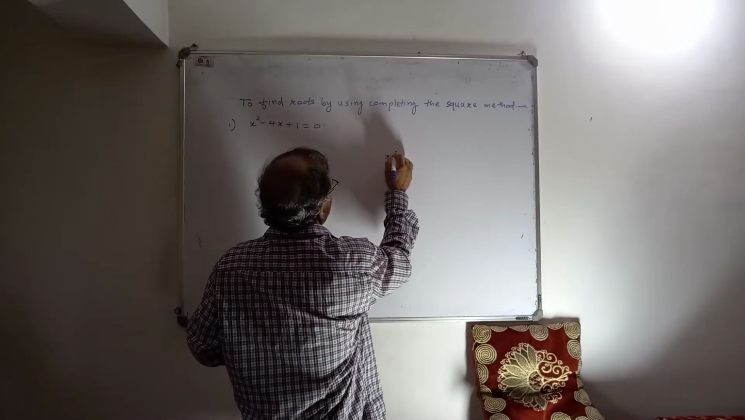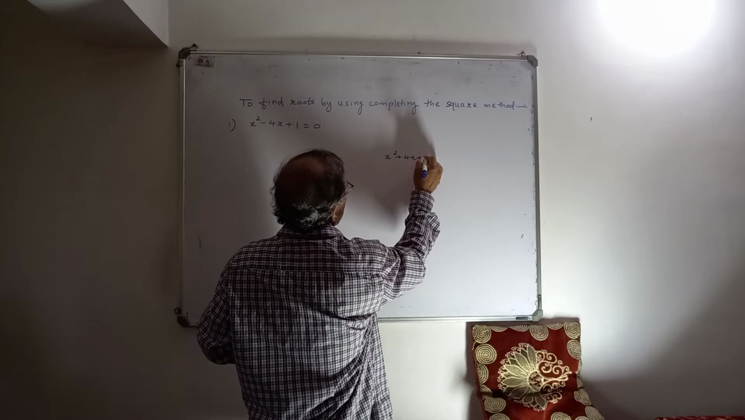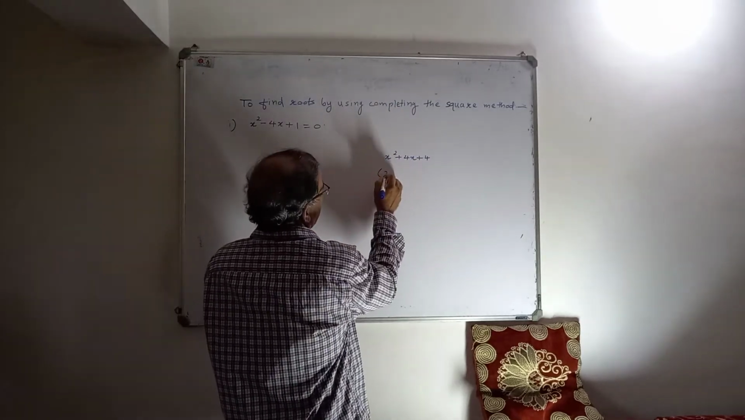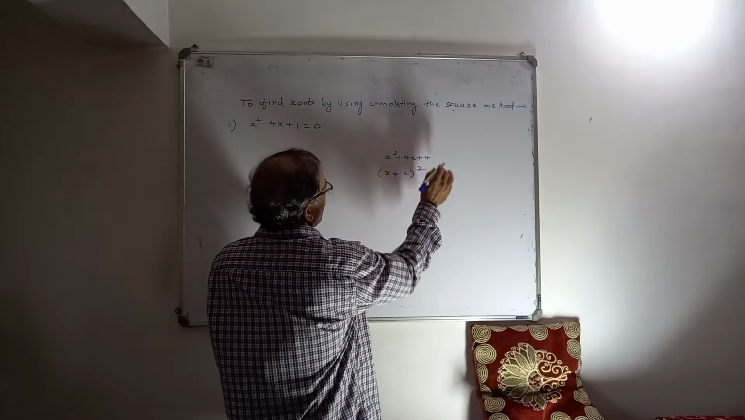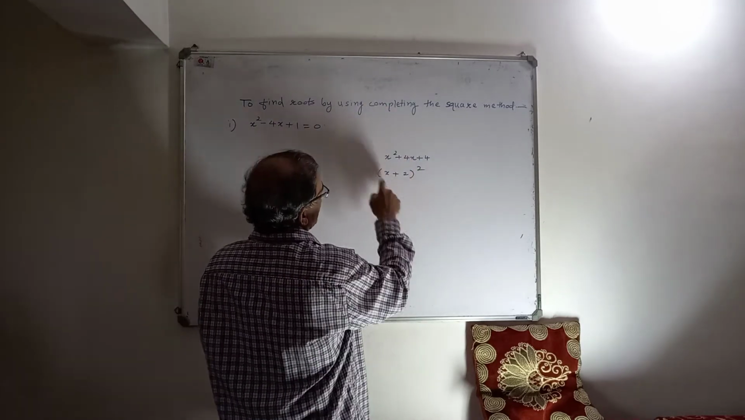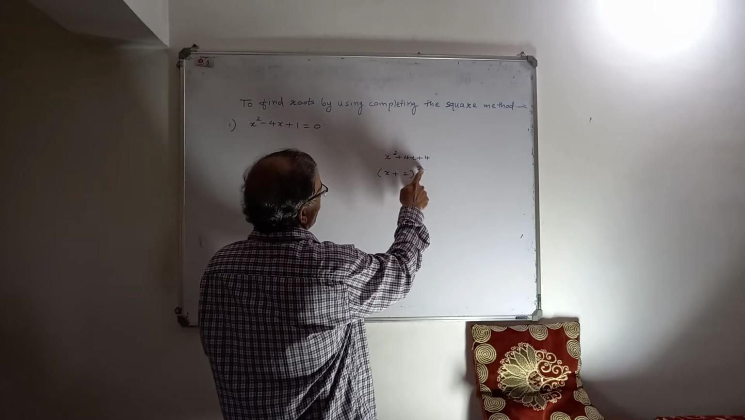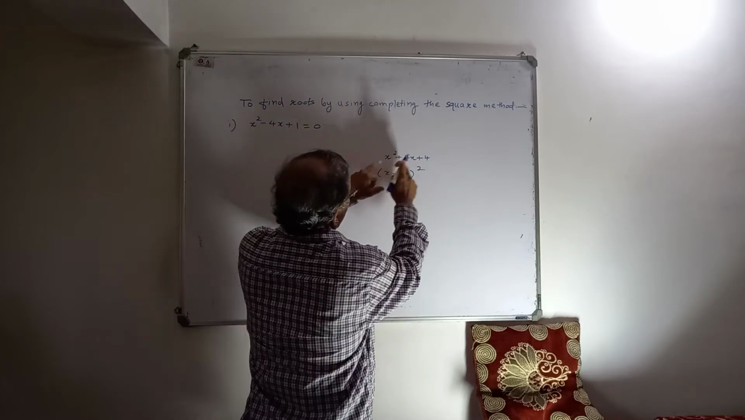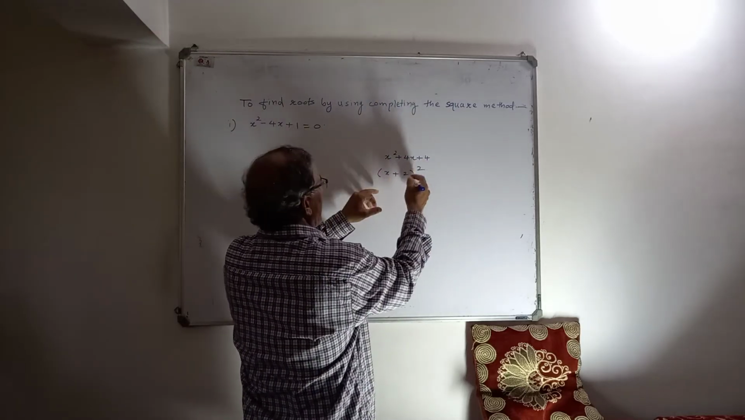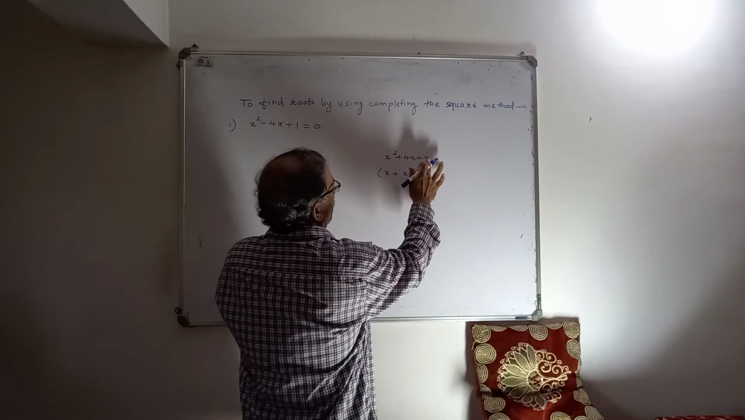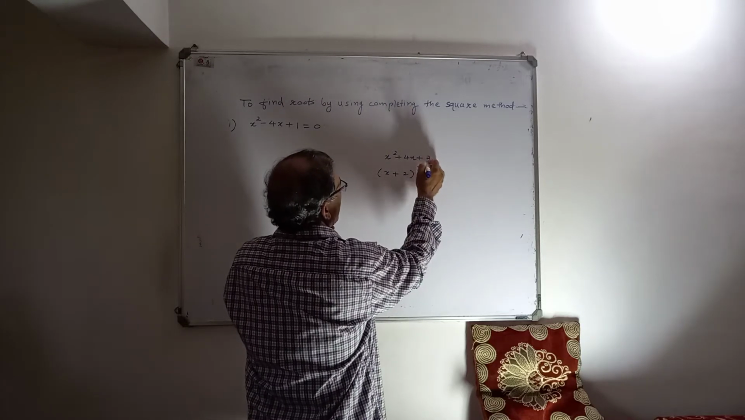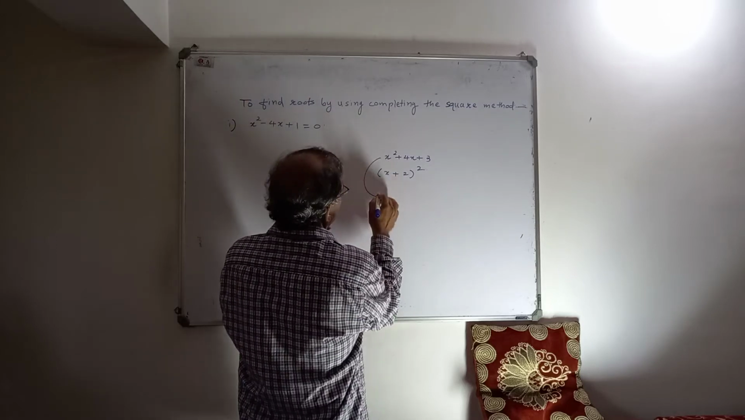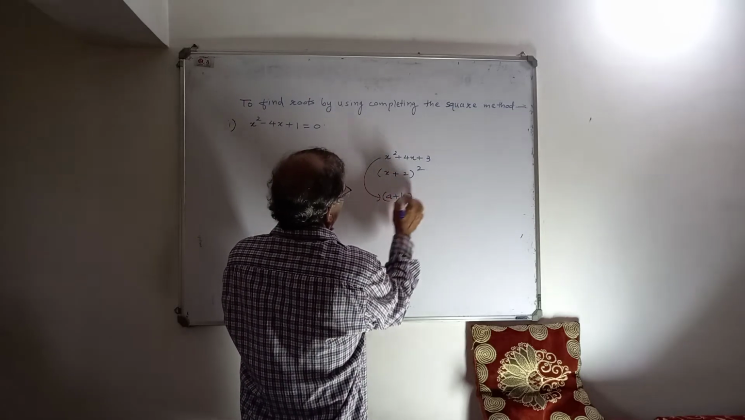Now suppose you have x square plus 4x plus 4. This algebraic expression is there. You can write it as x plus 2 whole square. See, expand: a plus b whole square, 2 into a into b, 2 into x into 2, 4x, plus 2 square, 4. So if x square plus 4x plus 4 is there, you can write x plus 2 whole square. But if x square plus 4x plus 3 is there, you cannot write this in the form a plus b whole square.